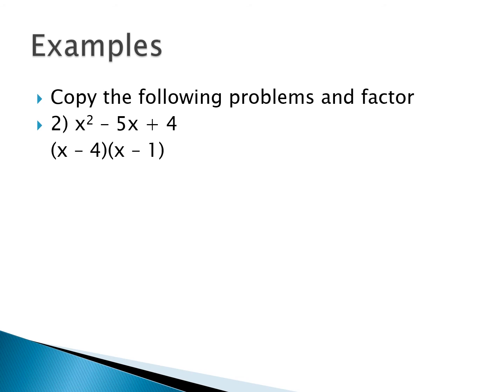Now for number 2 here, our 4 is positive. So I know that in those two binomials, it's going to have the same signs. And because that minus 5x is negative, the sign is actually going to be minus. So I can think of it, okay, what two negative numbers multiply to get 4, that when you combine them, give us negative 5. In this case, we have negative 4 and negative 1.